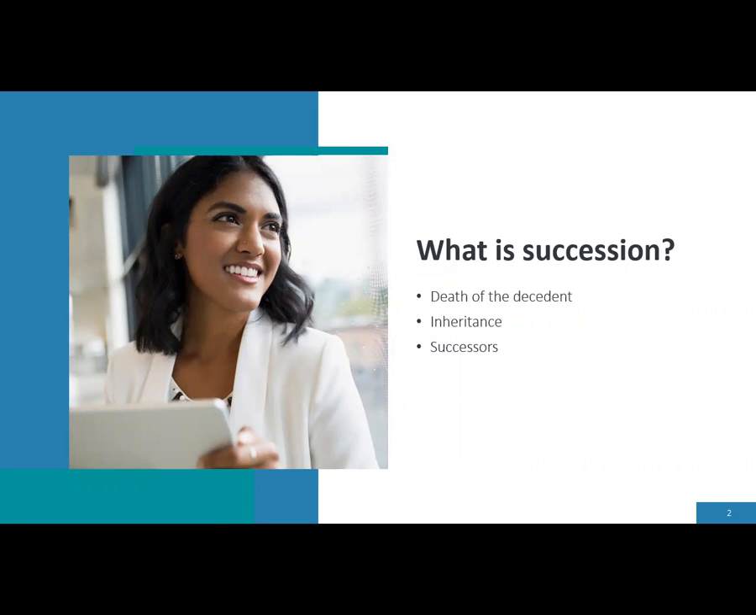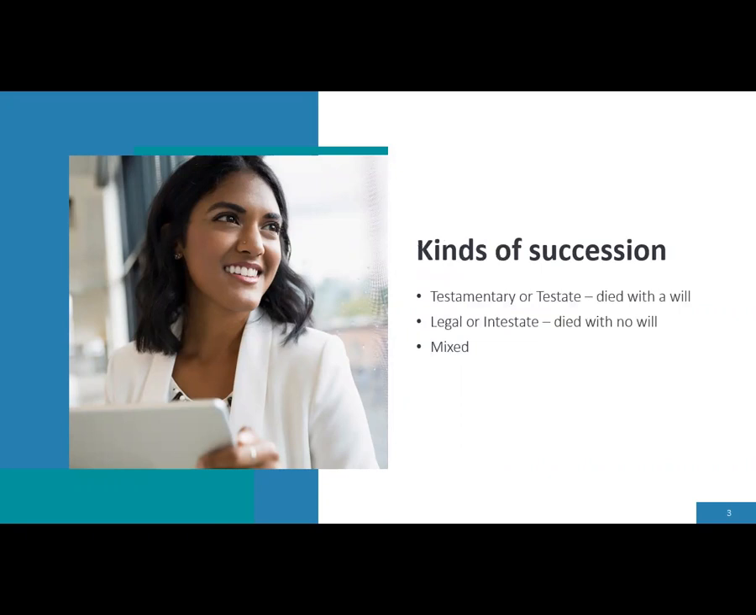Okay, and the successors, these are the heirs, like the children or the spouse or the parents in the absence of children. Okay, there are three kinds of succession. Number one is the testamentary or testate, when a person dies with a will. Okay, that is called testamentary. And when a person dies with no will, so yung magpiprevail is under operation of law, and that is called legal or intestate. And the third one is the mix.